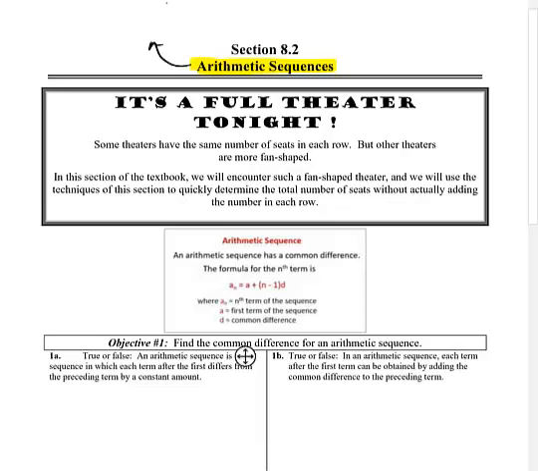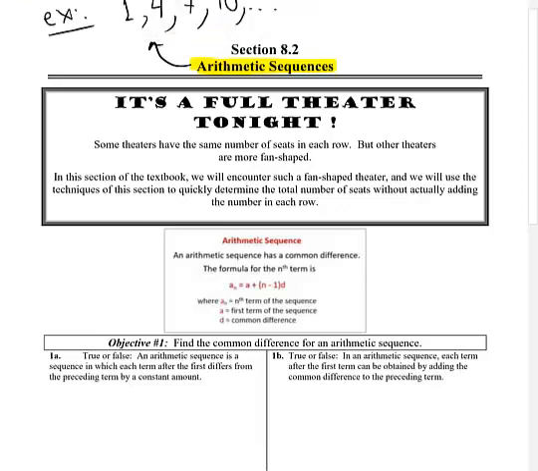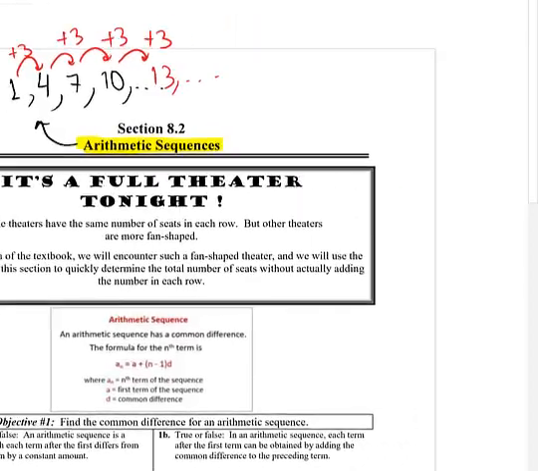So a simple example of an arithmetic sequence would be 1, 4, 7, 10, and on and on, because you're adding the same thing to the previous one to get to the next one. To get from 1 to 4, you're adding 3. To get from 4 to 7, you're adding 3. To get from 7 to 10, you're adding 3. So you can probably figure out the next term: you add 3 and you get 13, and on and on. So that's pretty much what an arithmetic sequence is.